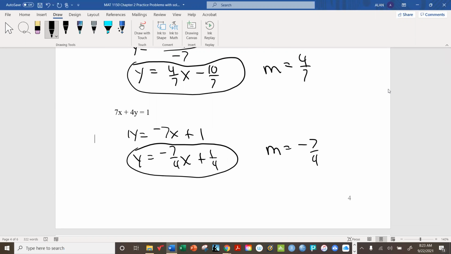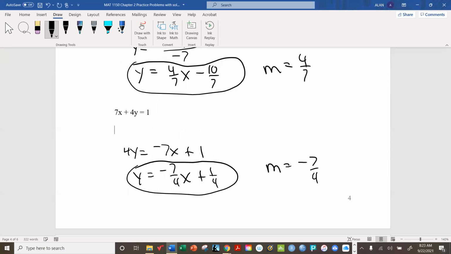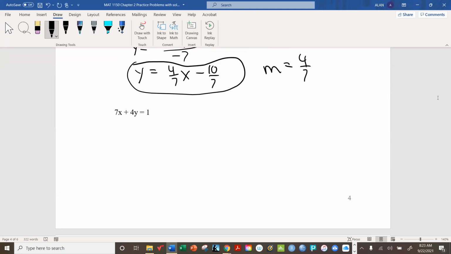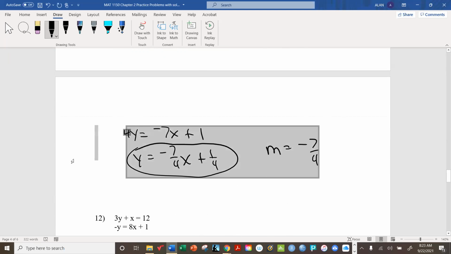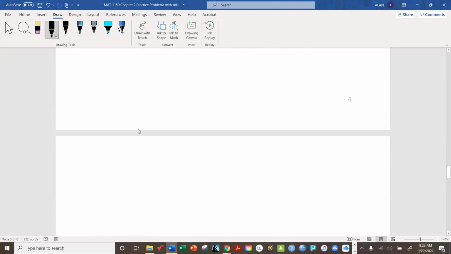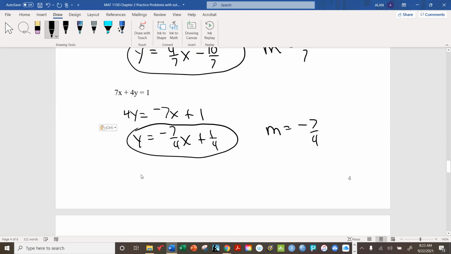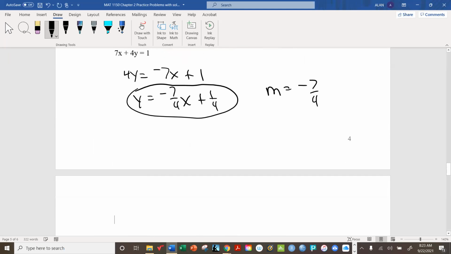Oh, wait, what happened here? Yeah, something got erased there somehow. Wait a minute. Okay, but all right, so clearly the lines are not parallel because they have different slopes.